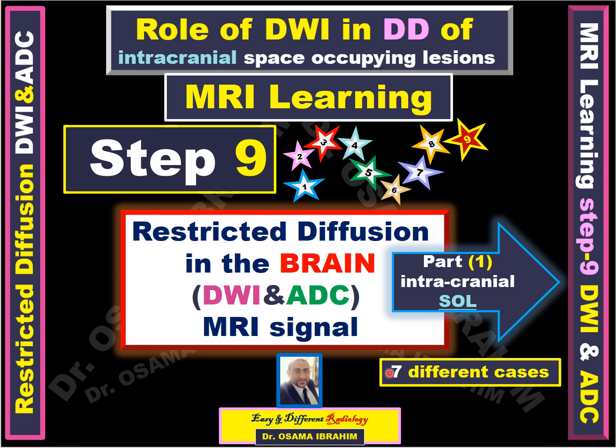Today, my presentation is going to be short and sweet. Today I am talking about step 9 from our MRI learning, as we started from 1 to 9. I will talk about restricted diffusion in the brain, using the diffusion weighted image and ADC map MRI sequences to give signals which discriminate the intracranial space occupying lesion, as part 1 of the diffusion weighted image learning MRI sequence.